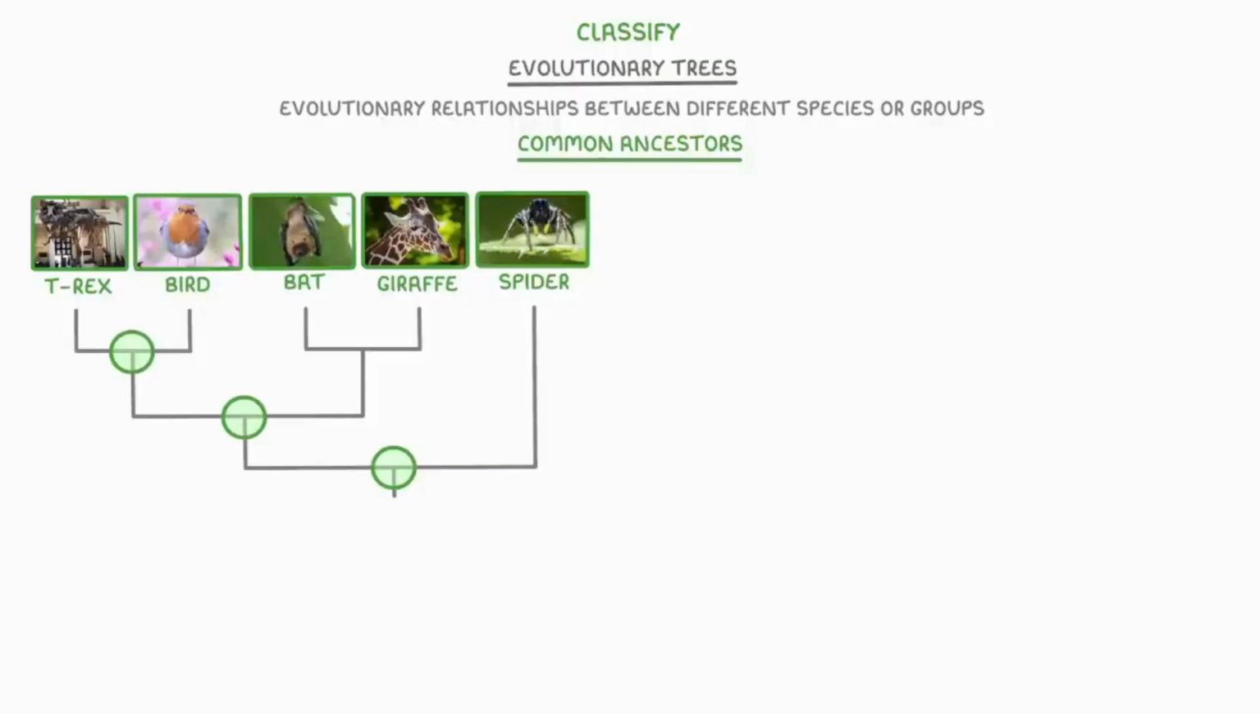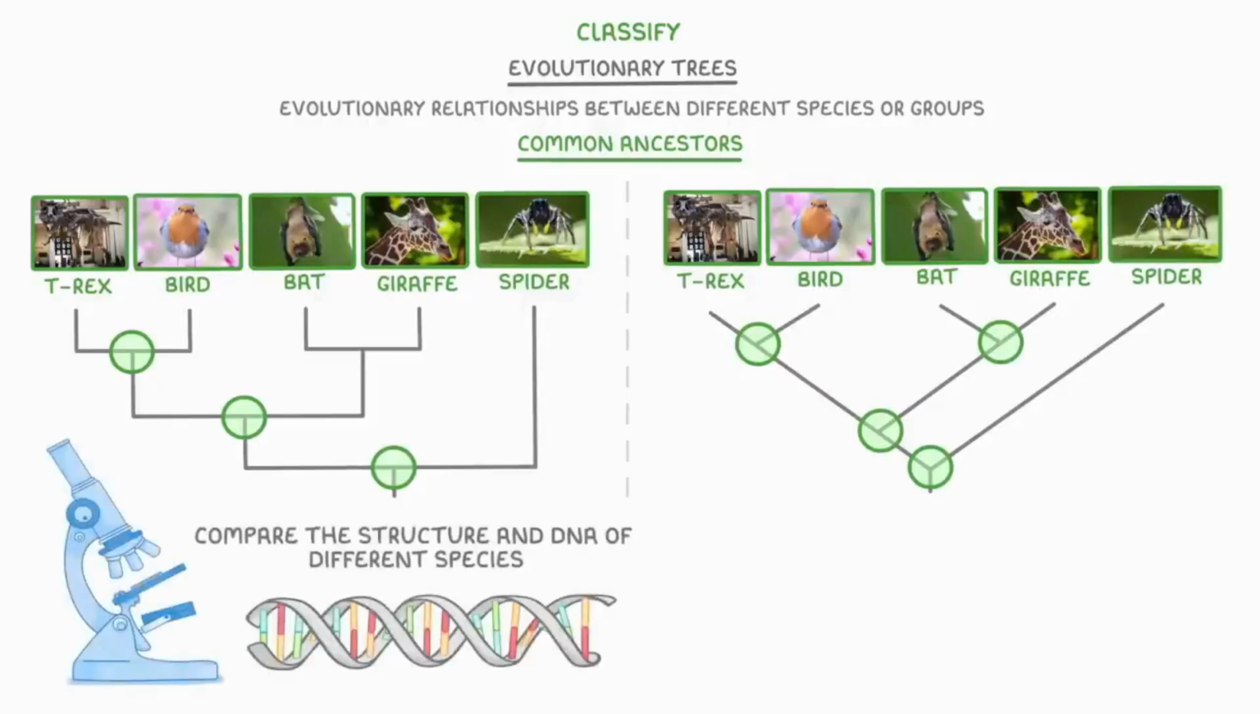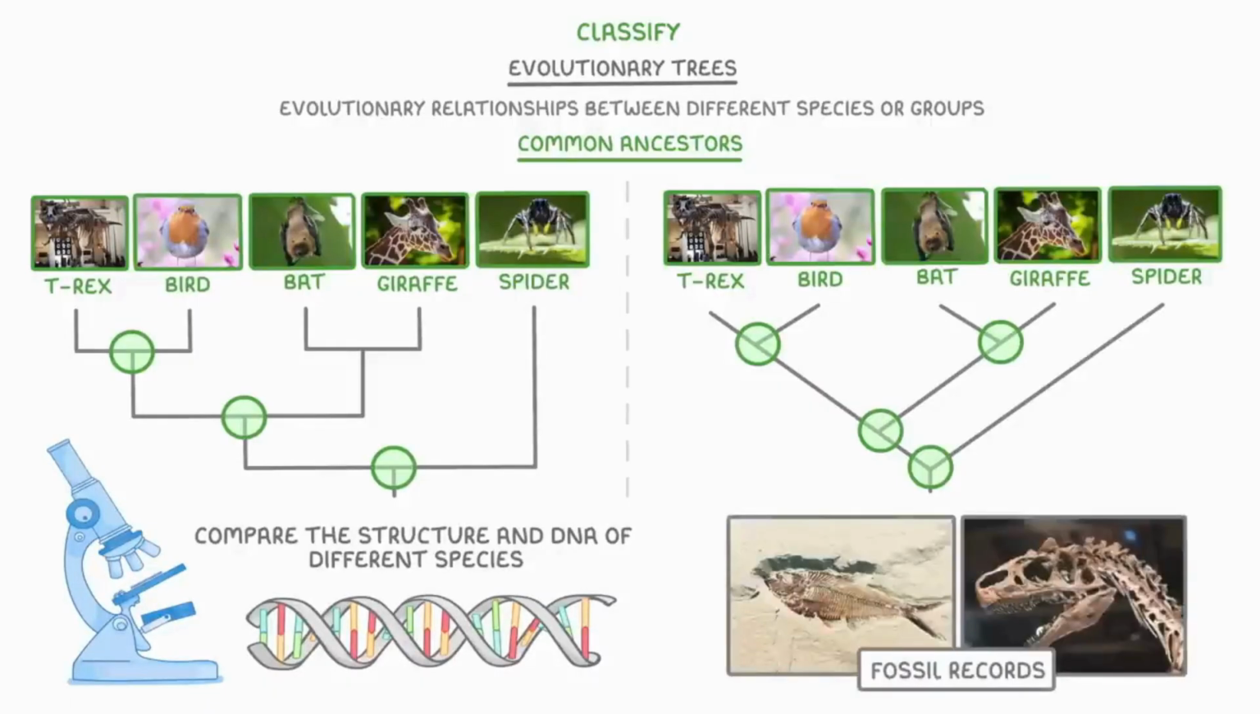Different evolutionary trees can look quite different. This here is the same information, but just in a different form. The main thing to remember is that whenever a line splits in two, it's because a common ancestor is splitting into two different species. In order to learn all of these relationships in the first place, scientists had to compare the structure and DNA of different species, looking not only at living species that are around today, but also the fossil records.